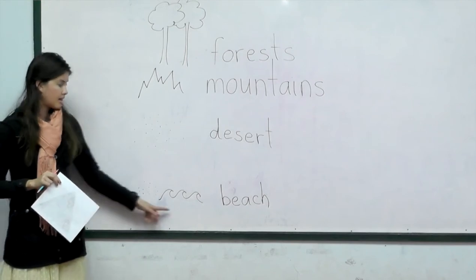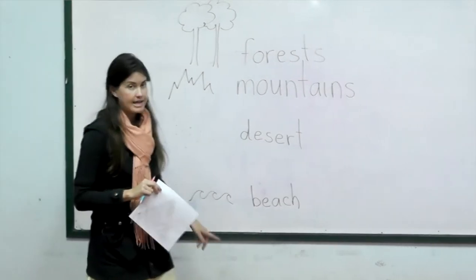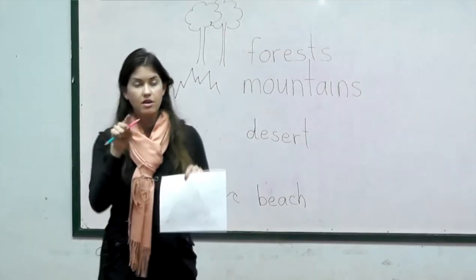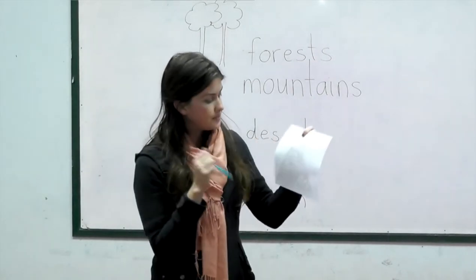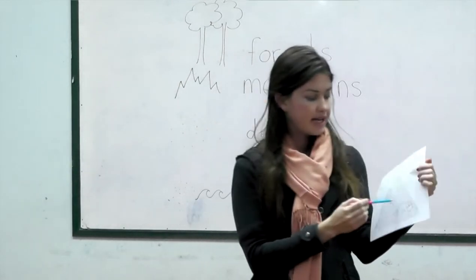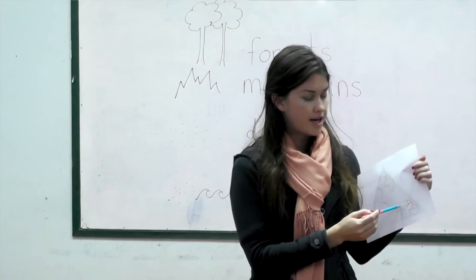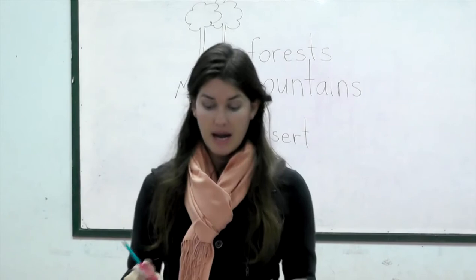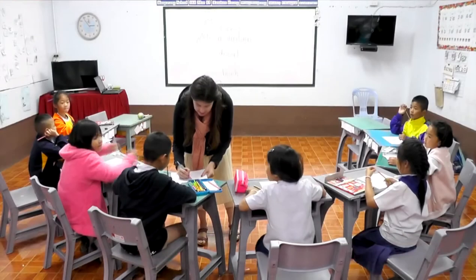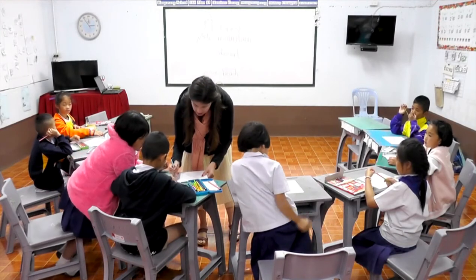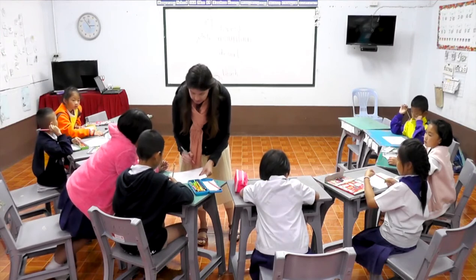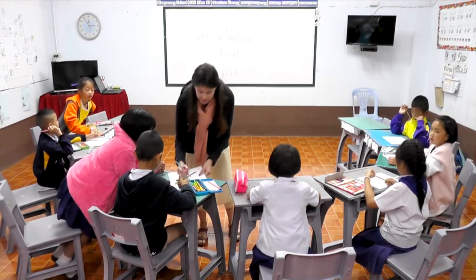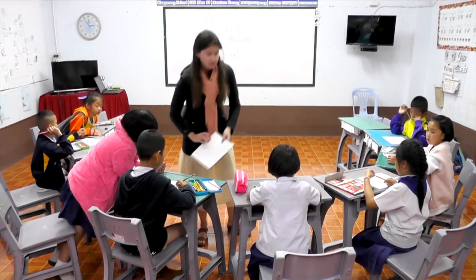Sand and water. So on your little globe, I want you to choose a place where there's water next to the land. And you can write beach. You can choose. This is a good place. Anywhere where there's water next to the land.